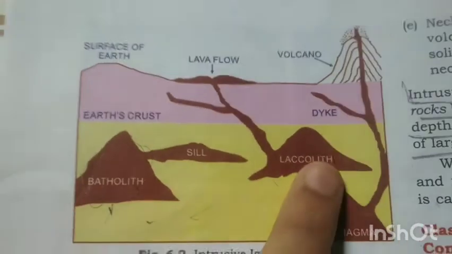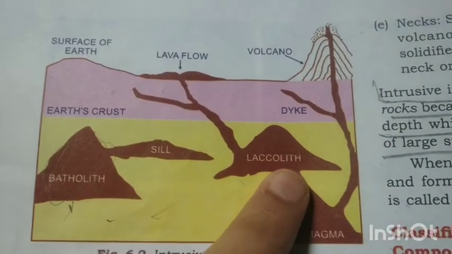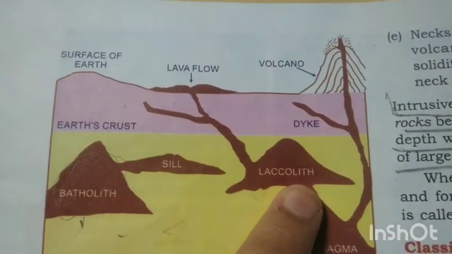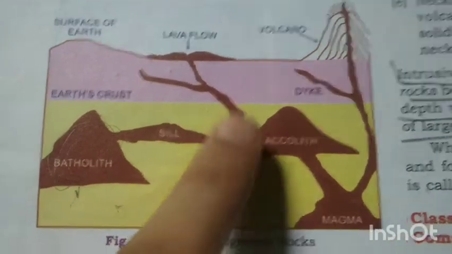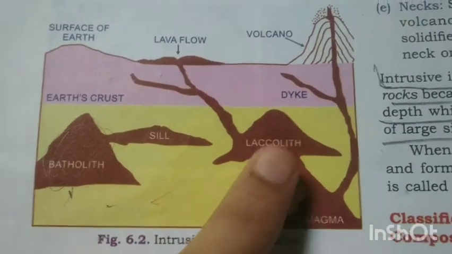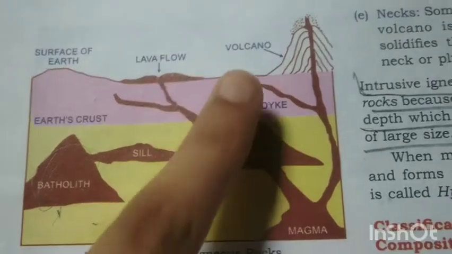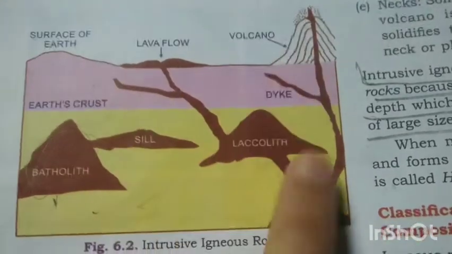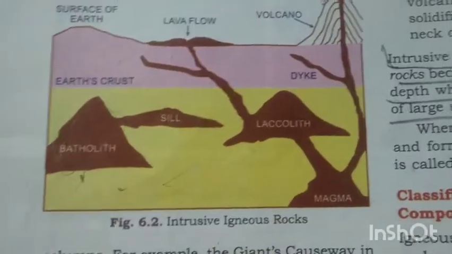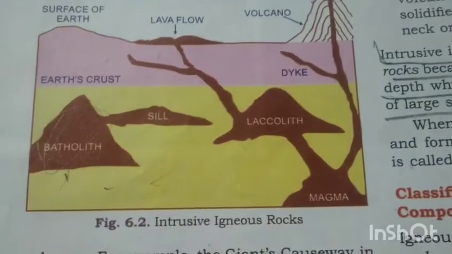This is laccoliths. The magma does not reach the crust of the earth, because the intrusive igneous rocks are formed below the earth's crust. As you can see here, the volcano and the rocks are formed deep inside the earth, not too much deep.